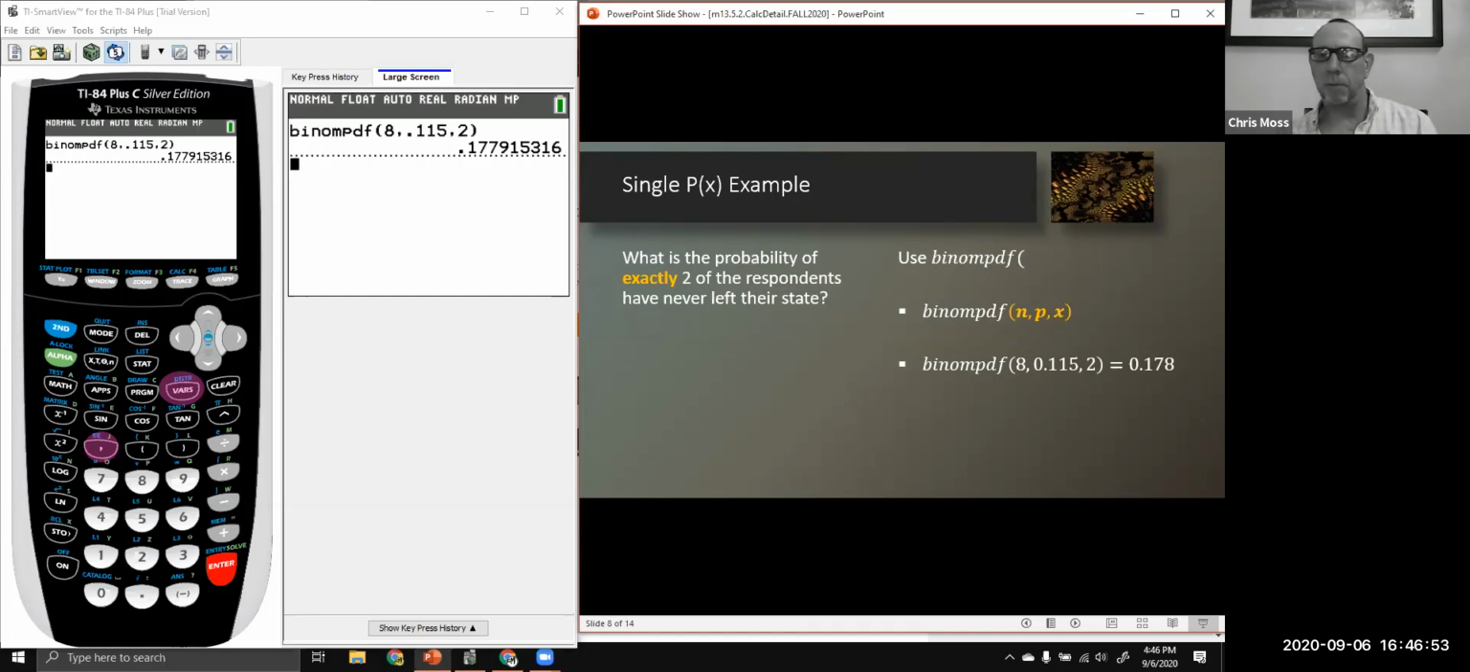So 0.0178 is the probability that exactly 2 of the respondents have never left the state. 2 out of those 8 that we have selected. So there we go. There's our first probability, single P of X. It's the most straightforward of all of them that we do.